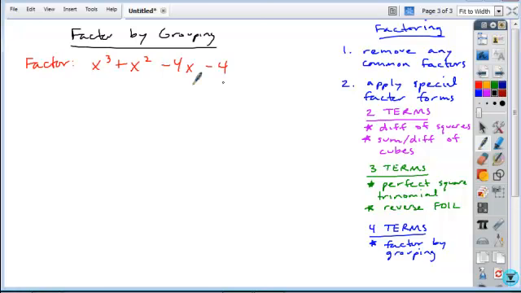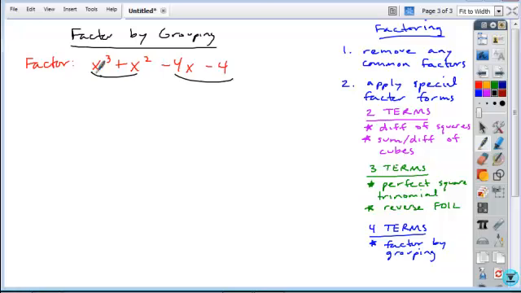All right, so the first step is remove any common factors. Are there any common factors we can remove from this expression? No. So the next step is to apply special factor forms. We have 4 terms here, so we can jump all the way down and look to factor by grouping. Factoring by grouping, if you recall from the reverse FOILing process, the alternate to rewriting the middle terms, can be done by grouping the first and the last pair of terms together, and then removing any common factors from each group.